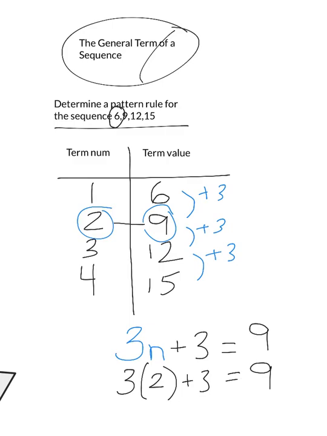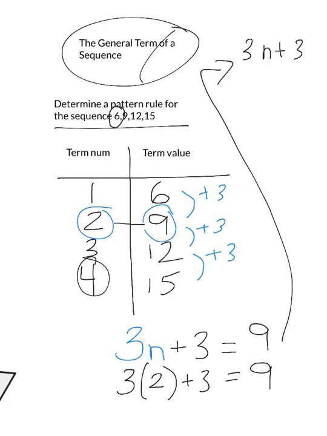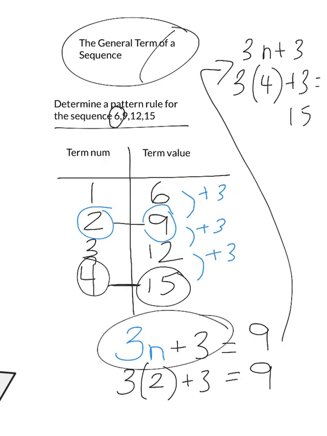And just to be sure that we do, I like to try it out for a couple of different term numbers. So let's try the fourth term number. We have 3n plus 3, and this is exactly how I want you guys to write it. Now instead of n, we put in the term number that we're going to try it for, which is 4. 3 times 4 is 12 plus 3 is 15. For our fourth term number, yes, the value is 15. So we know that we found a successful algebraic expression.